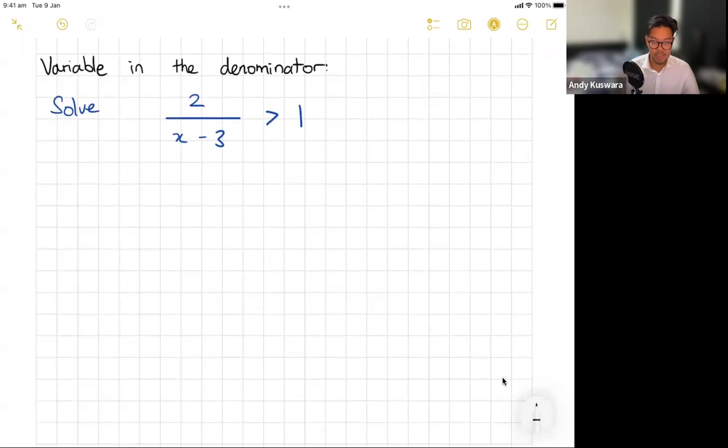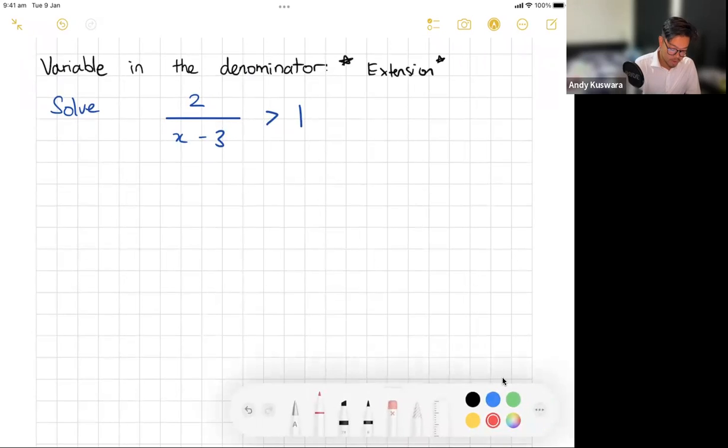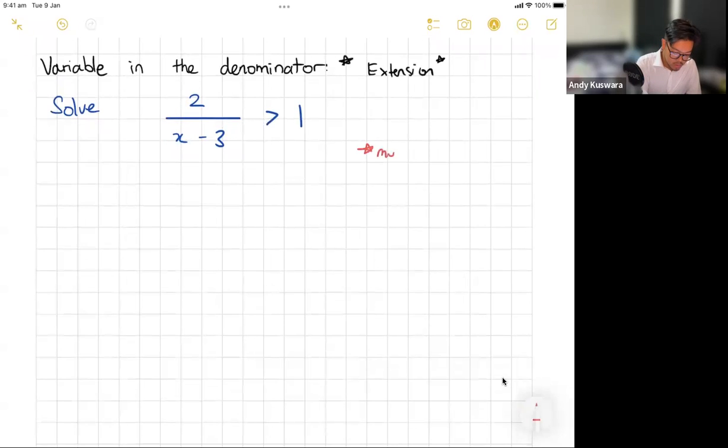If you have a variable in the denominator, this is the one that's strictly extension. All right, so all the other ones may pop up in advanced, but this one is the only one that really pops up in extension. Now, the trick here is, I should write this down. I'm going to write it in red. You want to multiply by the square of the variable, and I'm going to write slash function.